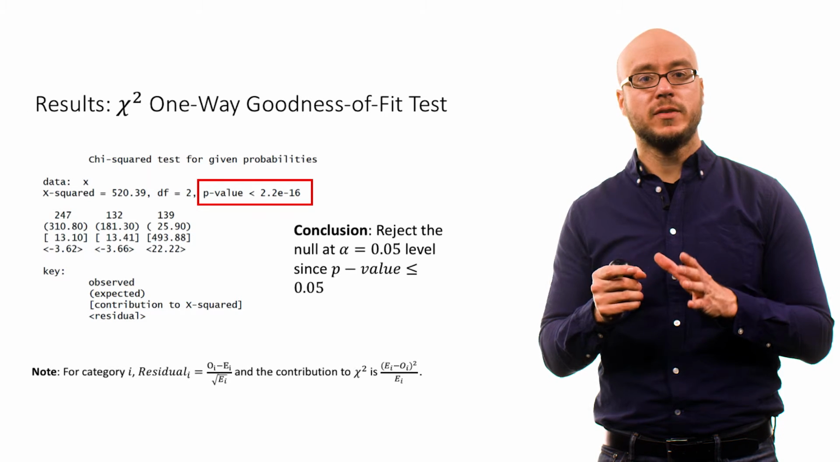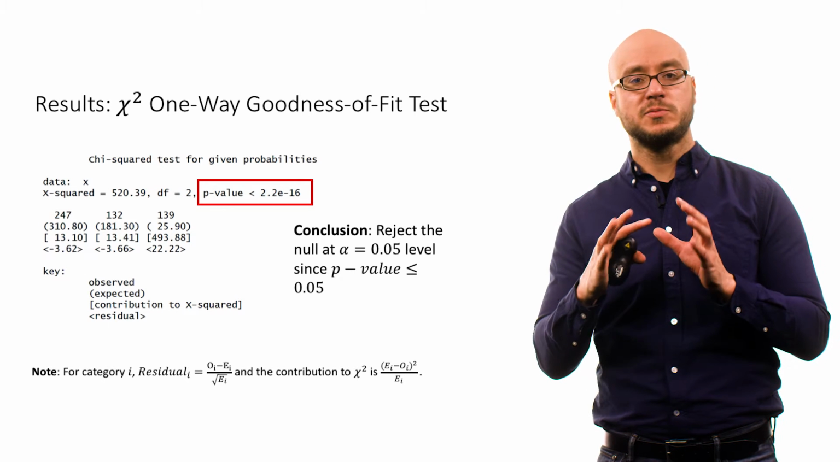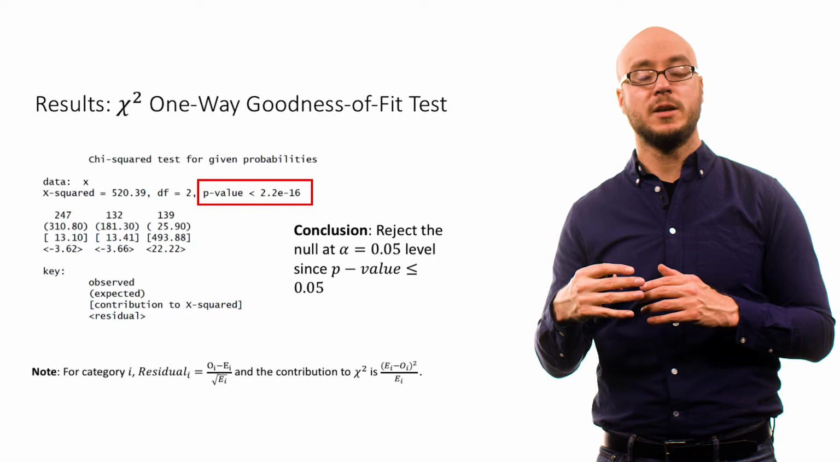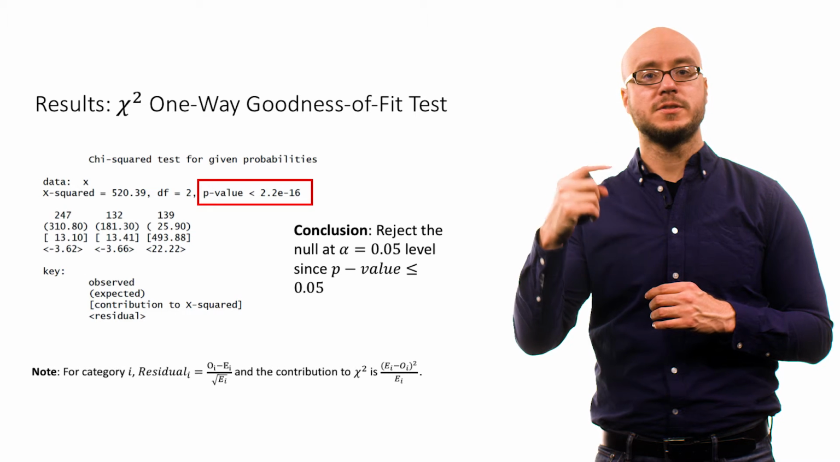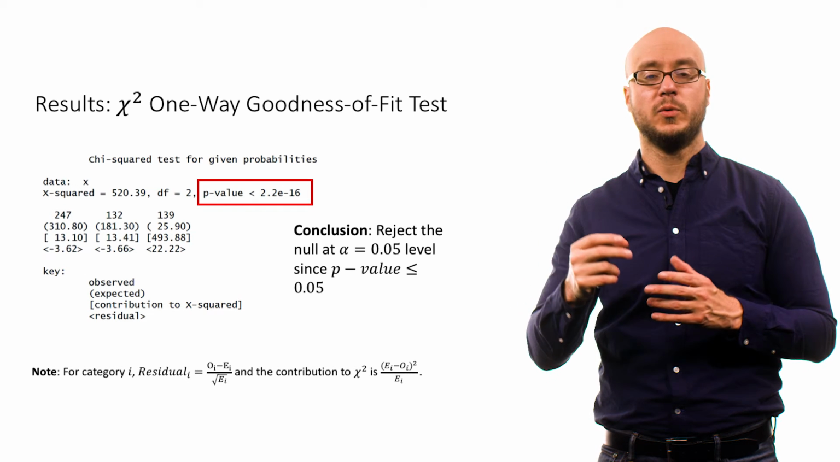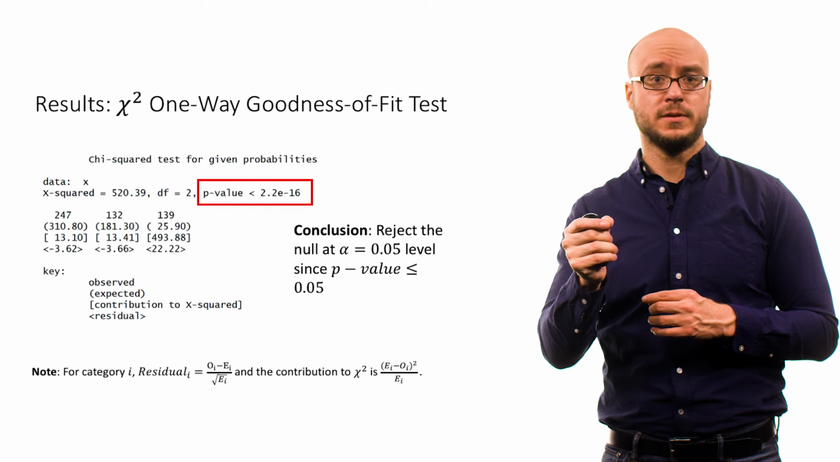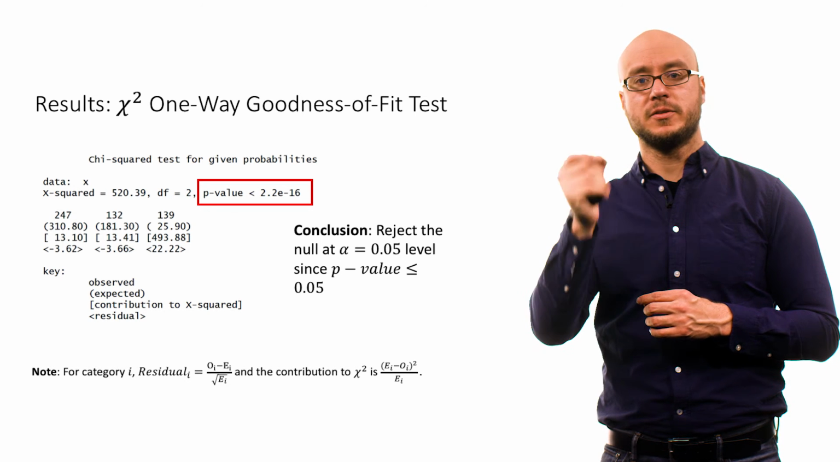You can see intuitively what's going on here. 247 versus 310.8, it's fairly large, 132 to roughly 181, that's a pretty large difference. But that last category of 139 versus roughly 26, or 25.9, that's a pretty big difference. That's the religious nuns group. So the first group is Protestants, the second group is Catholics, and the third group is nuns.